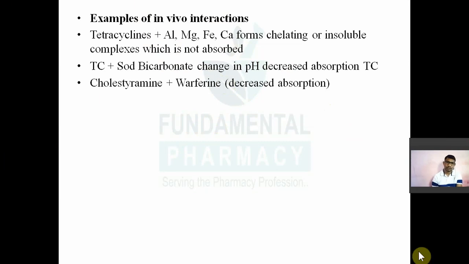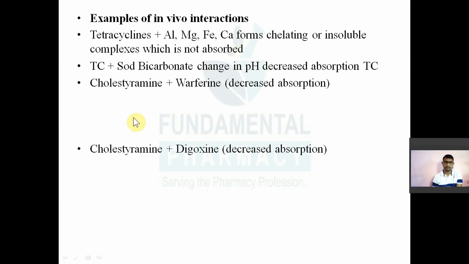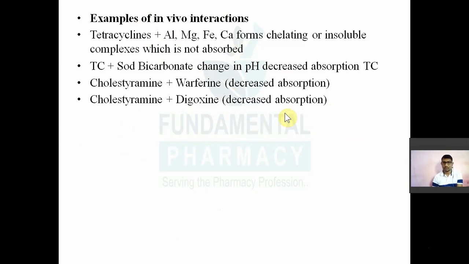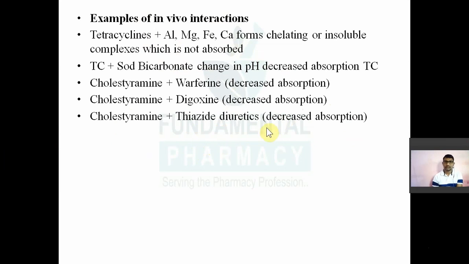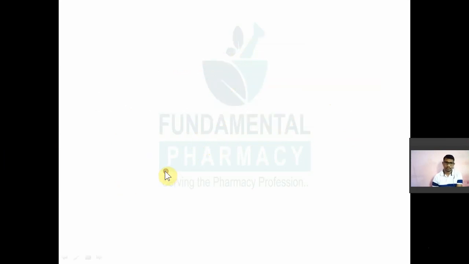So in vivo, cholestyramine with warfarin decreases the absorption of warfarin, an in vivo absorption interaction. Cholestyramine with digoxin decreases the absorption of digoxin. Cholestyramine with thiazide diuretics decreases the absorption of thiazide diuretics. Those are some examples of in vivo interactions.